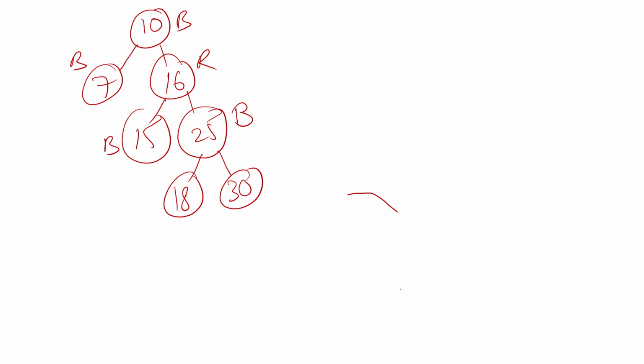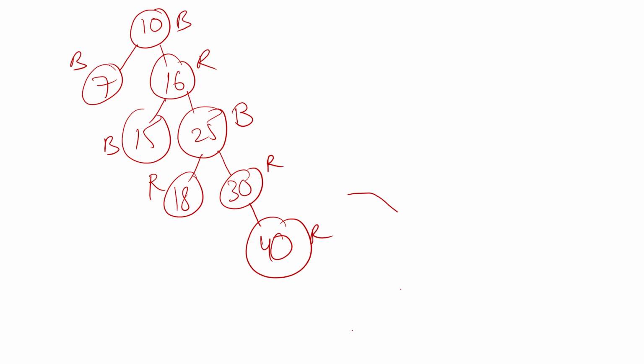18. The bottommost node was, let's check, the bottommost node would be 30. So we'll not change the color of 30, but we'll change the color of 18. Now we have to insert 40. This is our last insertion.